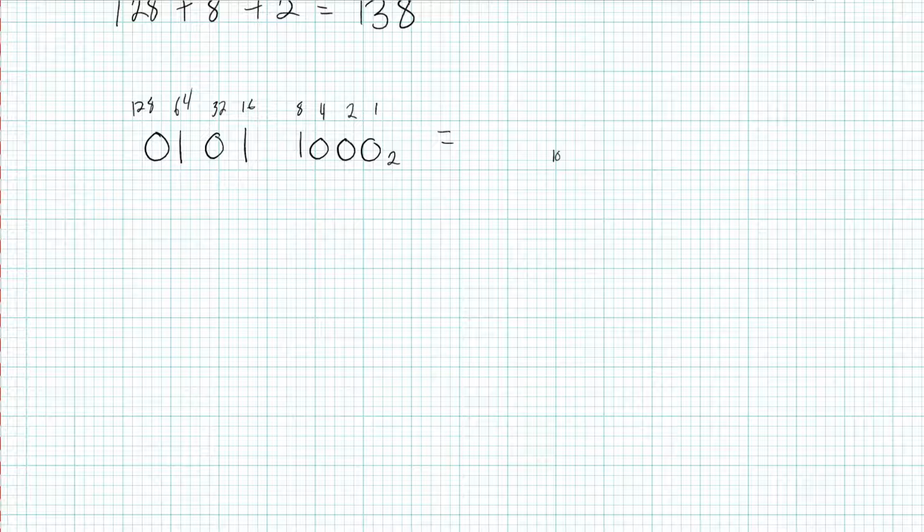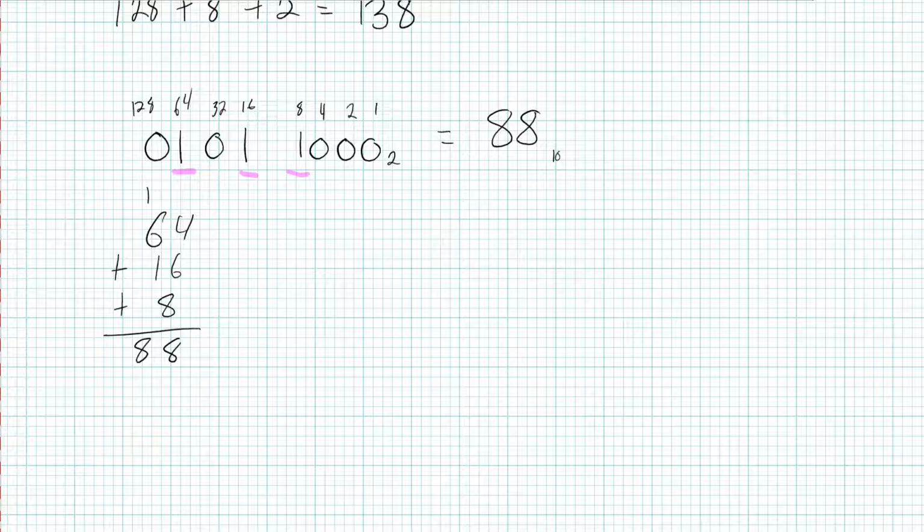So here we see that the digits we're looking at are a 64, a 16, and an 8. So we can just add those together: 64 plus 16 plus 8. And when we add those together, we get 88. So this number is in fact 88 in base 10. You can check your answer against this and see if you have a clear understanding.